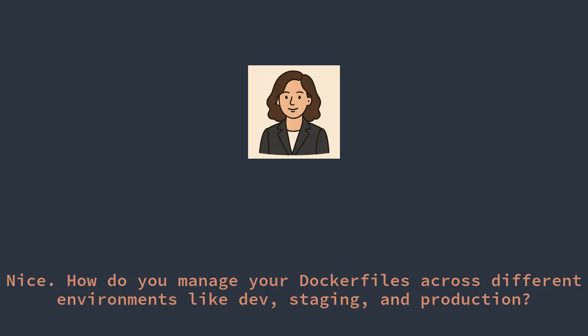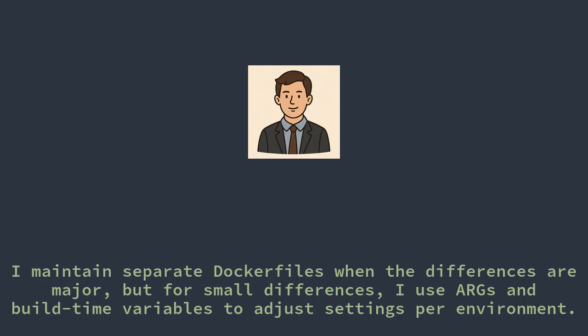Nice. How do you manage your Dockerfiles across different environments like dev, staging, and production? I maintain separate Dockerfiles when the differences are major, but for small differences, I use ARGs and build-time variables to adjust settings per environment.